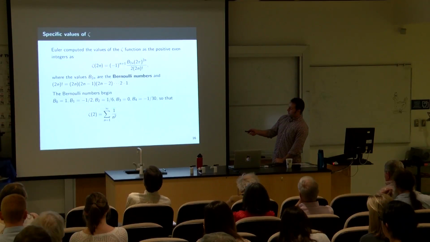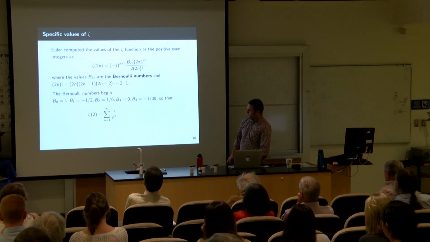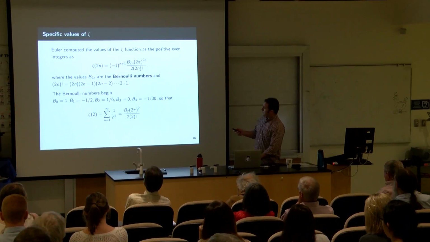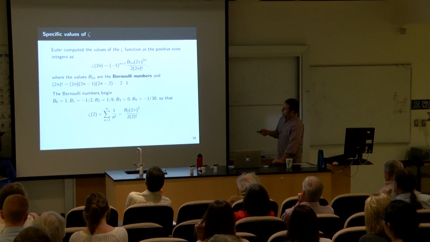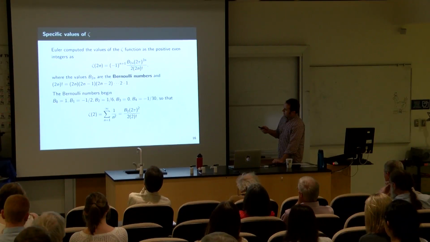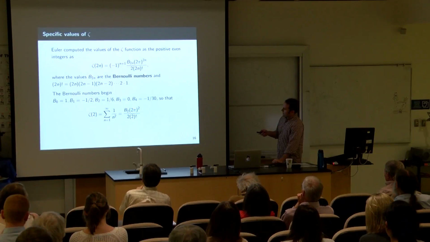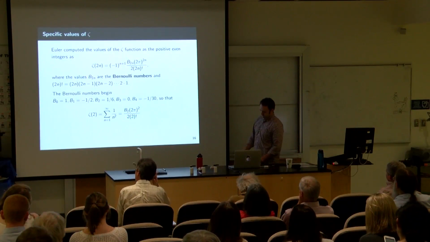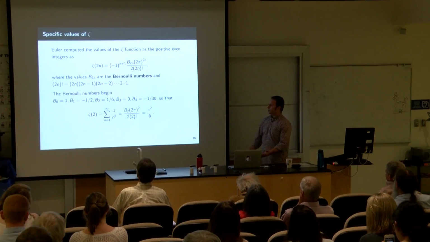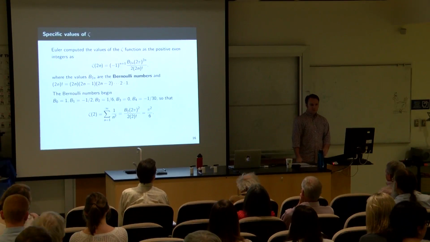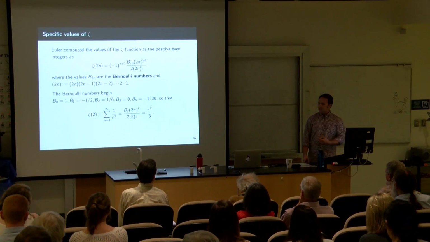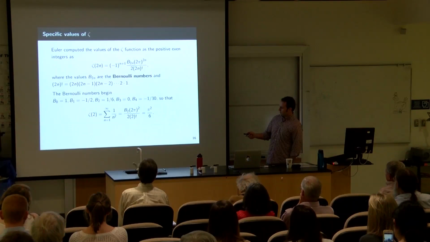But using this formula, you can actually find a nice representation for this. So we use the formula with n equal to 1, so it's just b2 over 2, pi squared over 2 times 2 factorial. And that's pi squared over 6. Now, if you've never seen this before, look at this. This is mind-blowing the first time you see it.